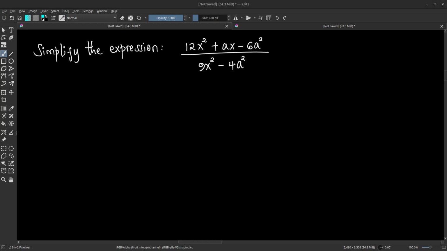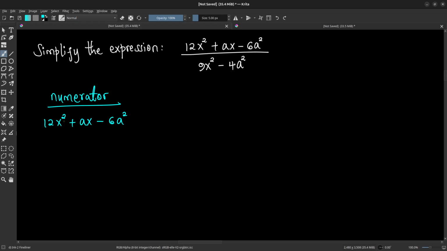Hello, in this question we are told to simplify the expression 12x squared plus ax minus 6a squared all over 9x squared minus 4a squared. Let's start with the numerator. So on this side, we have the numerator, and the numerator we are given as 12x squared plus ax minus 6a squared.